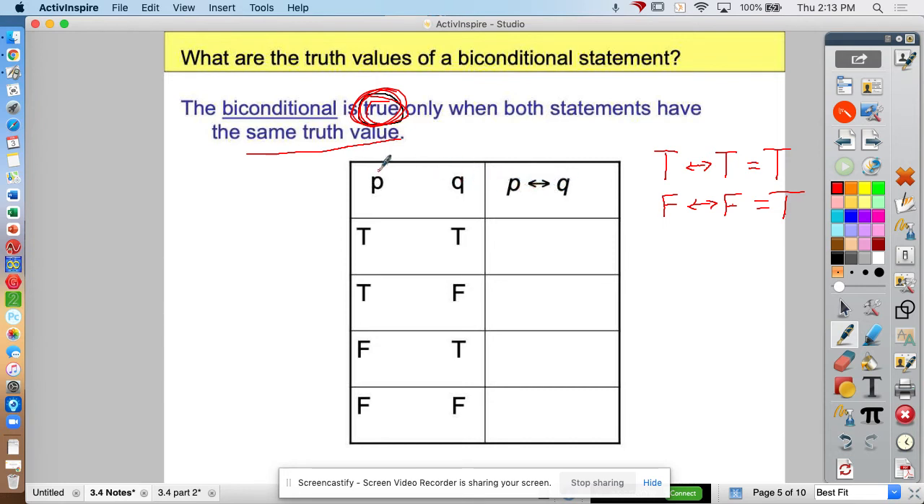That means I'm looking for the same truth value down here. Here they have the same, TT makes T, and again, because they have the same truth value, it makes it true. Okay, so again, same truth value makes a true statement. That's how I remember it. If it doesn't follow the rule, then it makes a false answer. All right.